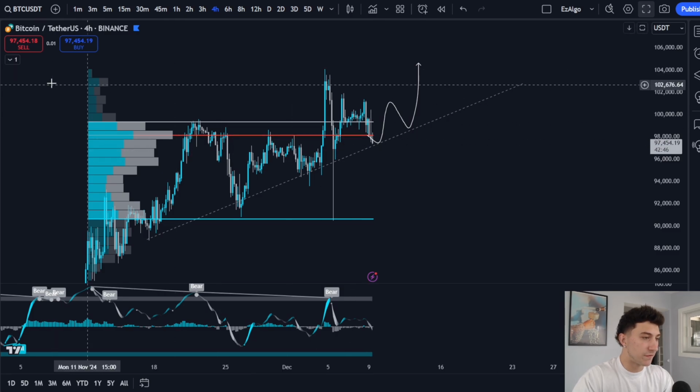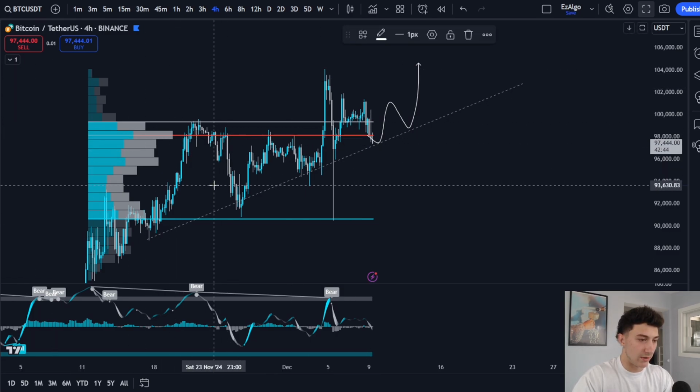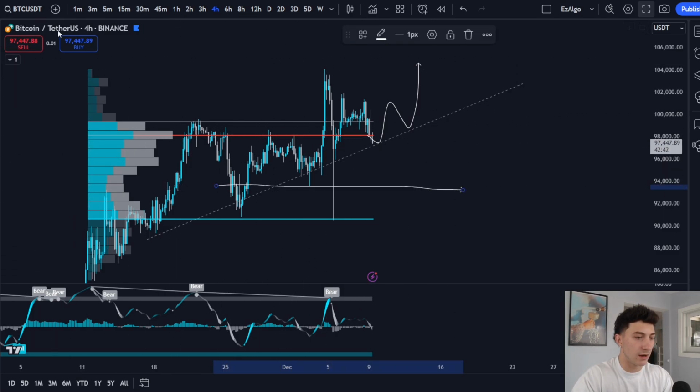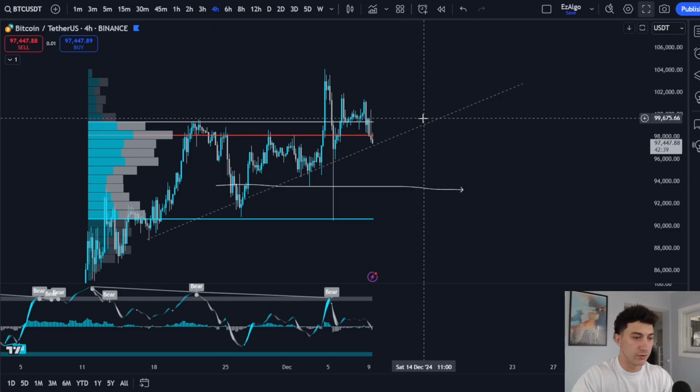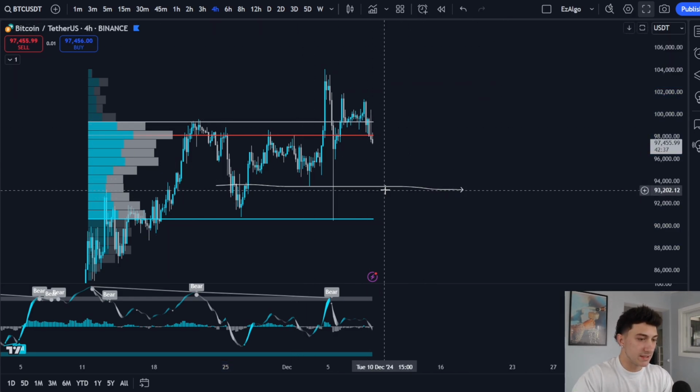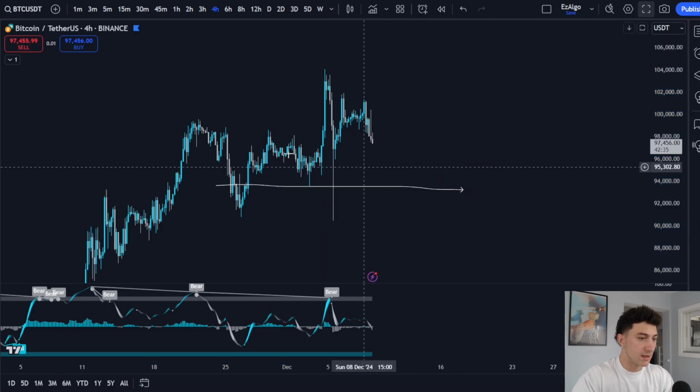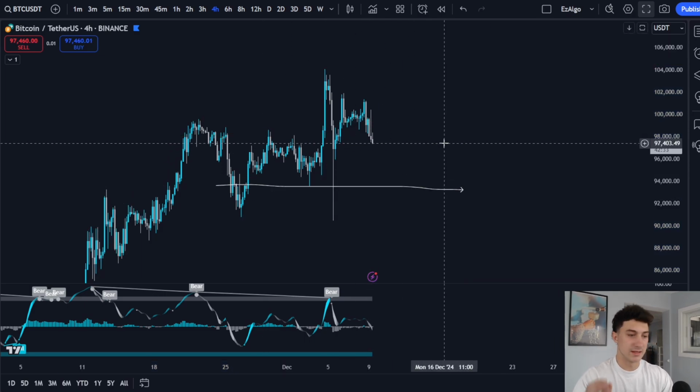An ideal move for me, let's say that the point of control is down here, okay? In this scenario, it's not, obviously, but let's say it is, and we'll go through a few other pairs as well. Let's say this is the POC, okay? So I'm gonna remove this. Let's say this level that I've drawn out is the point of control.